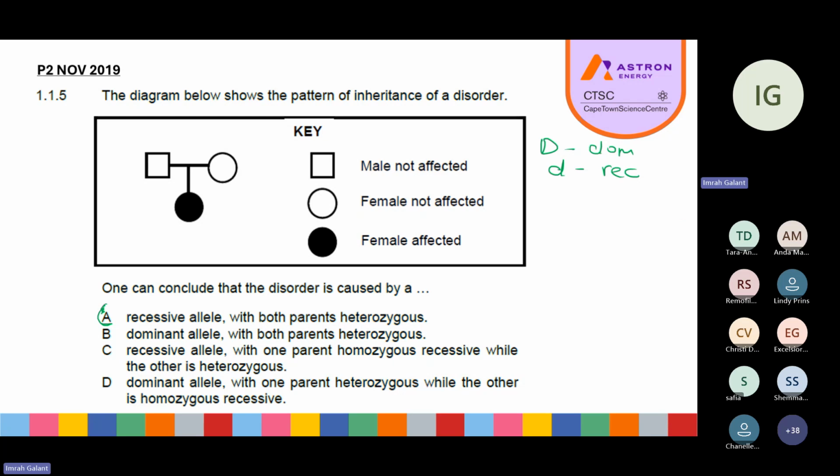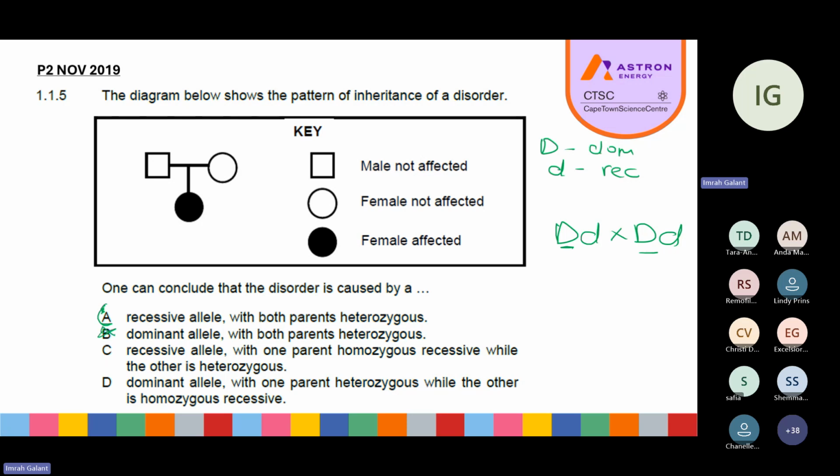Okay. So now let's look at what B says. B says it is always caused by a dominant allele with both parents heterozygous. So if that was the case, both parents would have been affected. We don't have to look at the F1 generation at all. Therefore, B can't be the answer because if you look at the picture they've given us, neither of the parents are affected in the situation. So the answer can't be B.